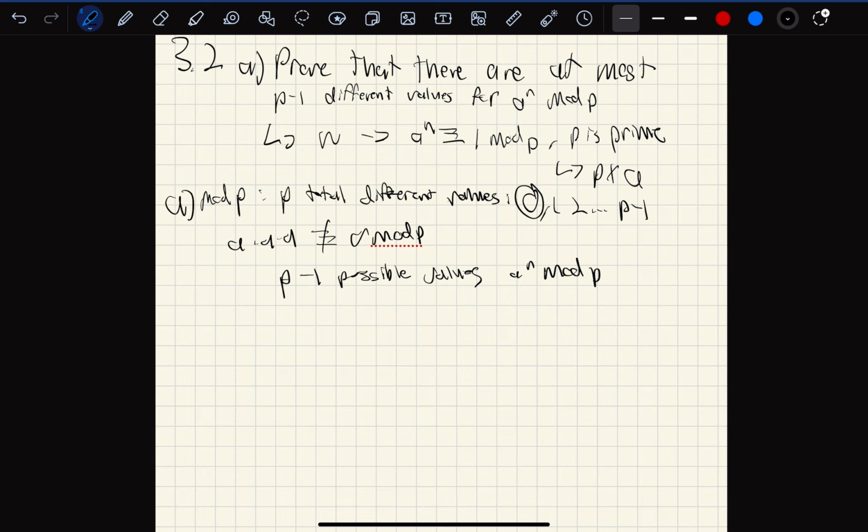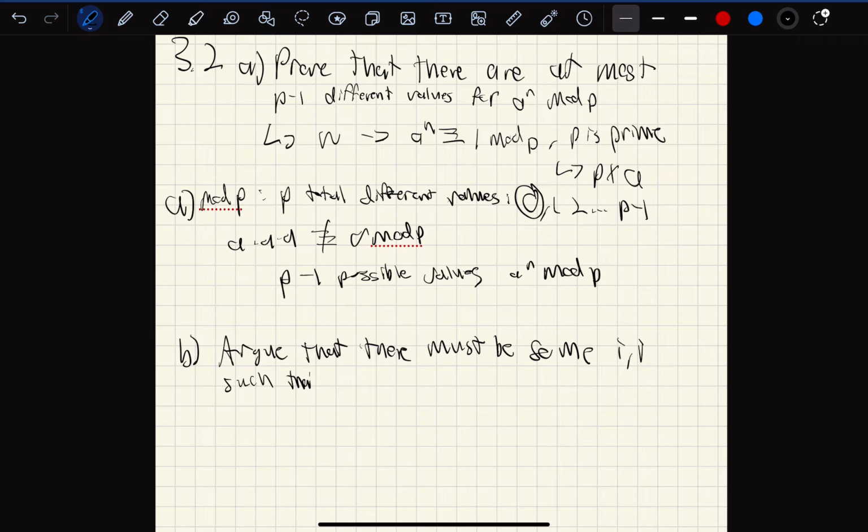So that is A. Now let's move on to B. In B, we have to argue that there must be some i, j such that a to the i is congruent to a to the j mod p. And we're told that we should use our result from part A as a hint.